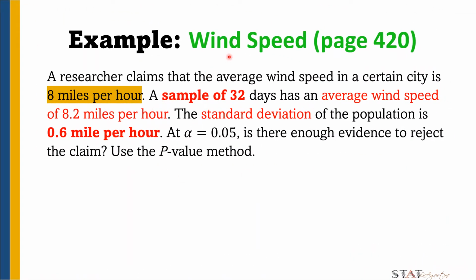For example, on wind speed, which can be found on page 420 in our textbook: a researcher claims that the average wind speed in a certain city is 8 miles per hour, and a sample of 32 days has an average wind speed of 8.2 miles per hour. The standard deviation of the population is 0.6 miles per hour. At level of significance alpha equal to 0.05, we will test if there is enough evidence to reject the claim. We will use the p-value method.